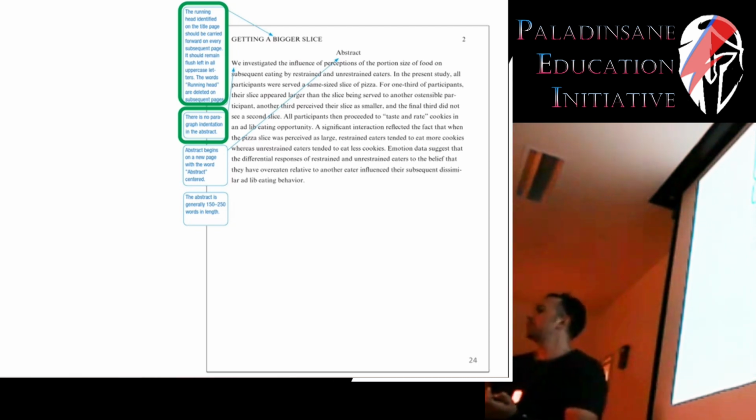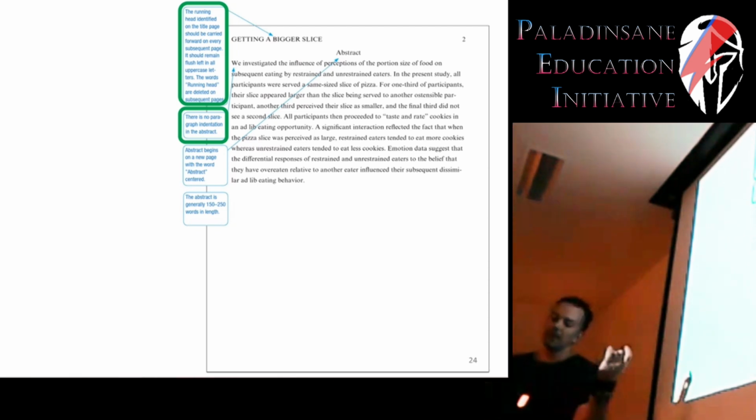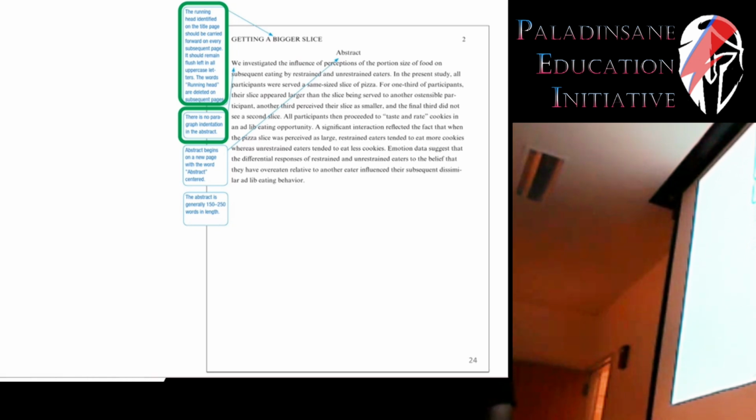And the same thing with professional reviewers. If they see that indentation, it's like that signal. So don't indent. Make sure that you don't have that indentation.